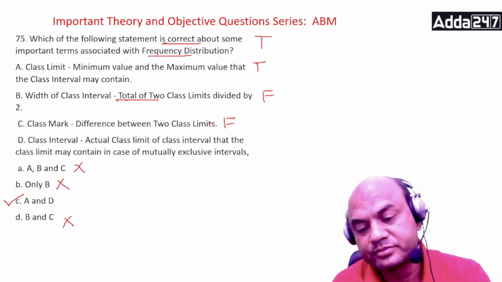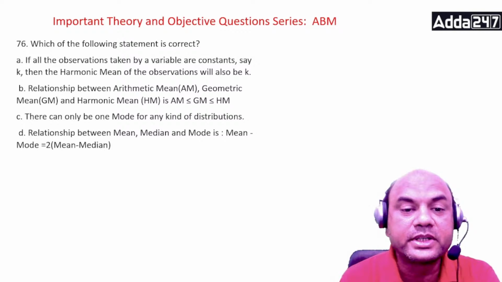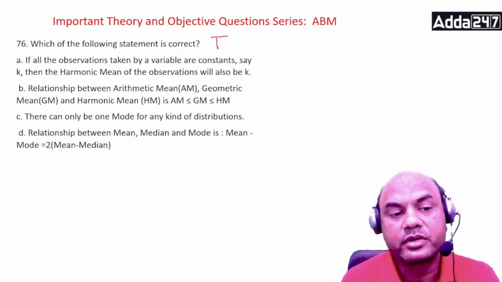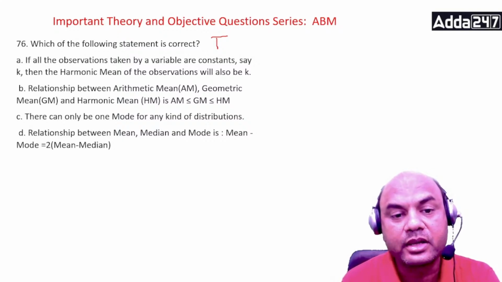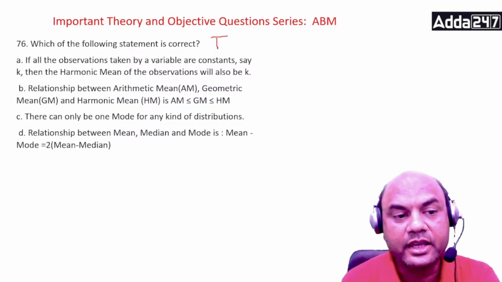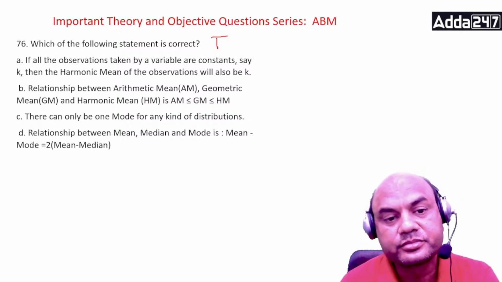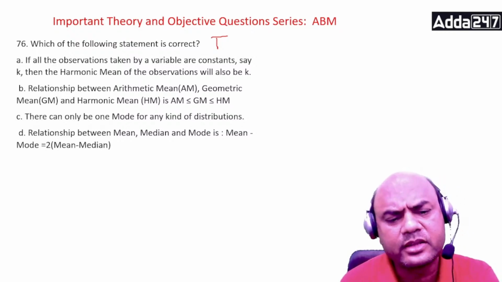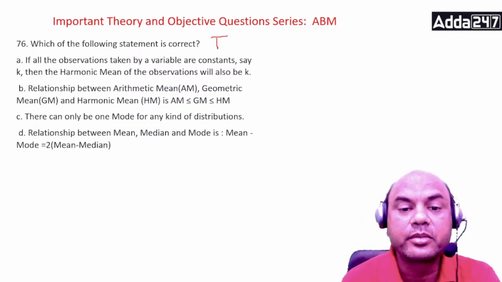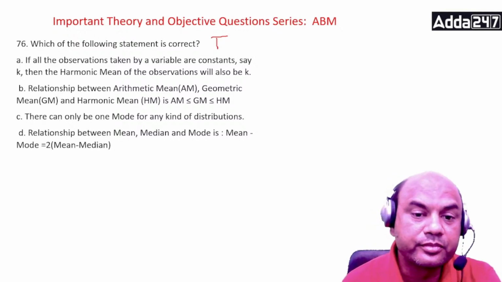Clear, everyone? Next one. Which of the following statements is correct? Again, you want the true one. If all the observations taken by a variable are constant, say k, then the harmonic mean of the observations will also be k. If all the observations are k, meaning one same value everywhere, then the harmonic mean will also be k. Is it true? Let's see the other ones.